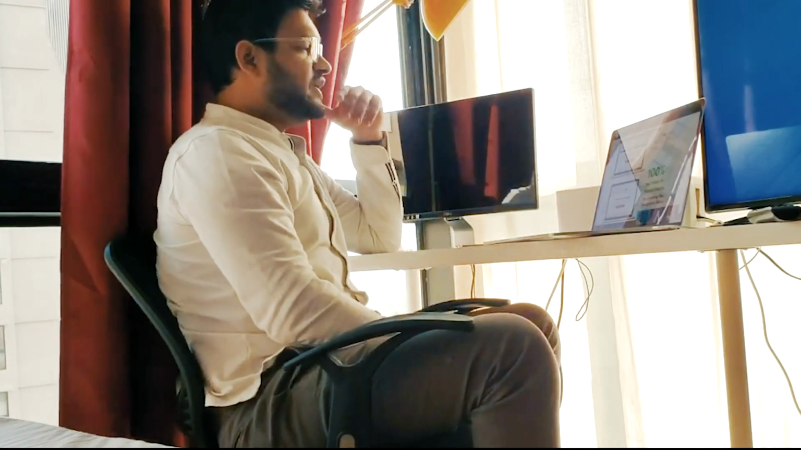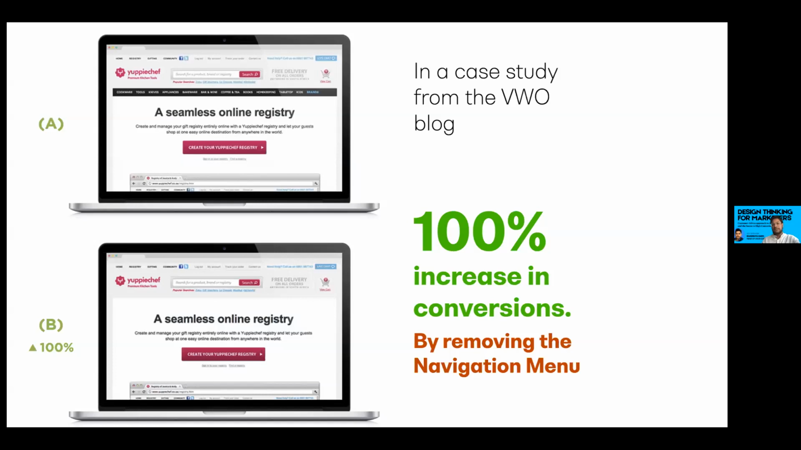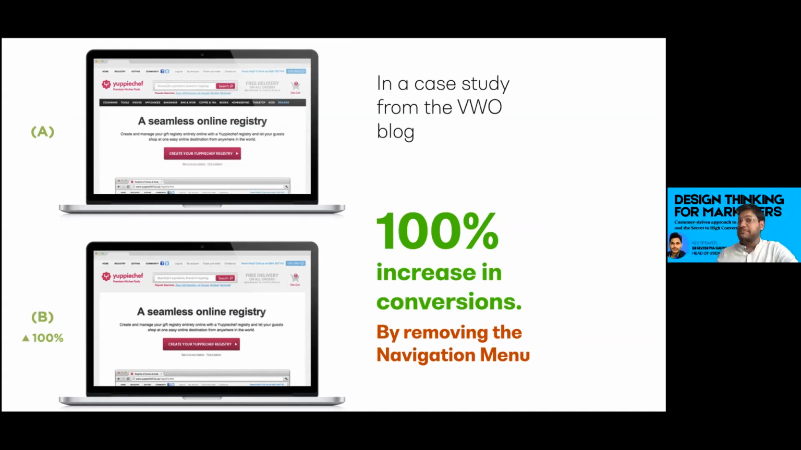Let's take an example. VWO is one of the major software tools that allow you to do A/B testing on your website. They published a case study for Yippee Chef, and I'll use the words control and experiment. By control, I mean the original version, and by experiment, I mean the experimented one. In the original version, they had navigation. You would see the black navigation links at the top. When they removed the navigation links and just focused on their create your Yippee Chef registry button, they had a 100% increase in their conversion by just removing the menu.